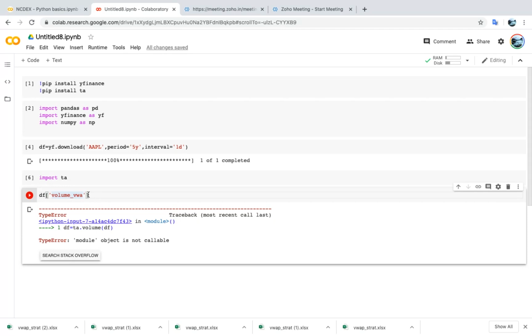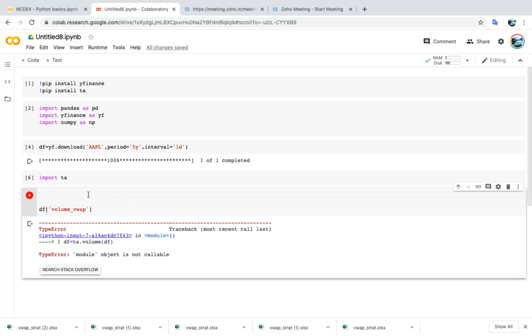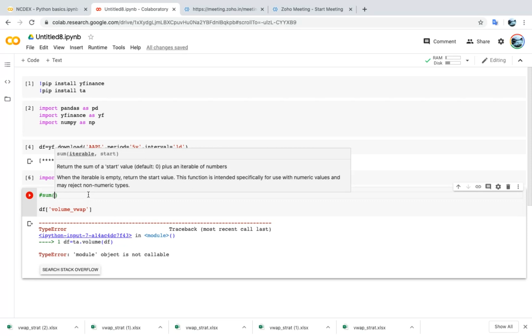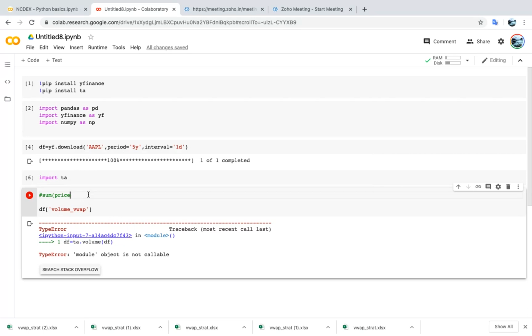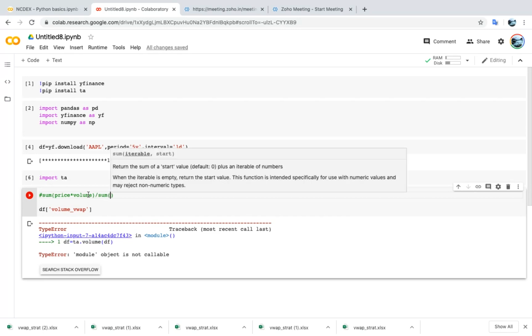So we will create one more column in the data frame as volume VWAP. I hope everybody knows the formula of VWAP. That is, we have to sum. I'm just writing the formula here first. Sum of price multiplied by volume, divided by sum of volume. This is the formula.